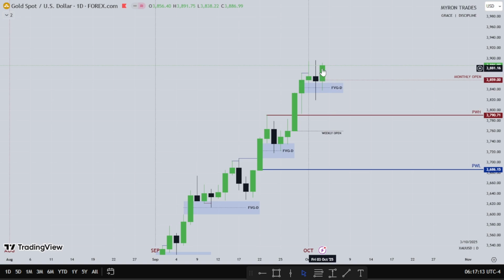So for gold to continue going higher, I want to see it create new fair value gaps for us to use as support to go higher. As you see, we have been using fair value gaps as support to go higher, right? So that's about that for gold and what I'll be looking at for the new week.